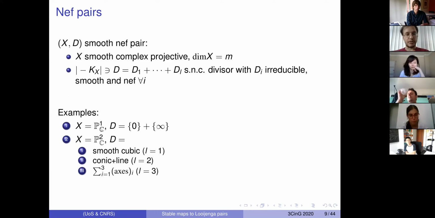Example 1 is toric. Example 3 is also toric, and it's also Looijenga. Example 2 is Looijenga but not toric, and example 1 is neither.